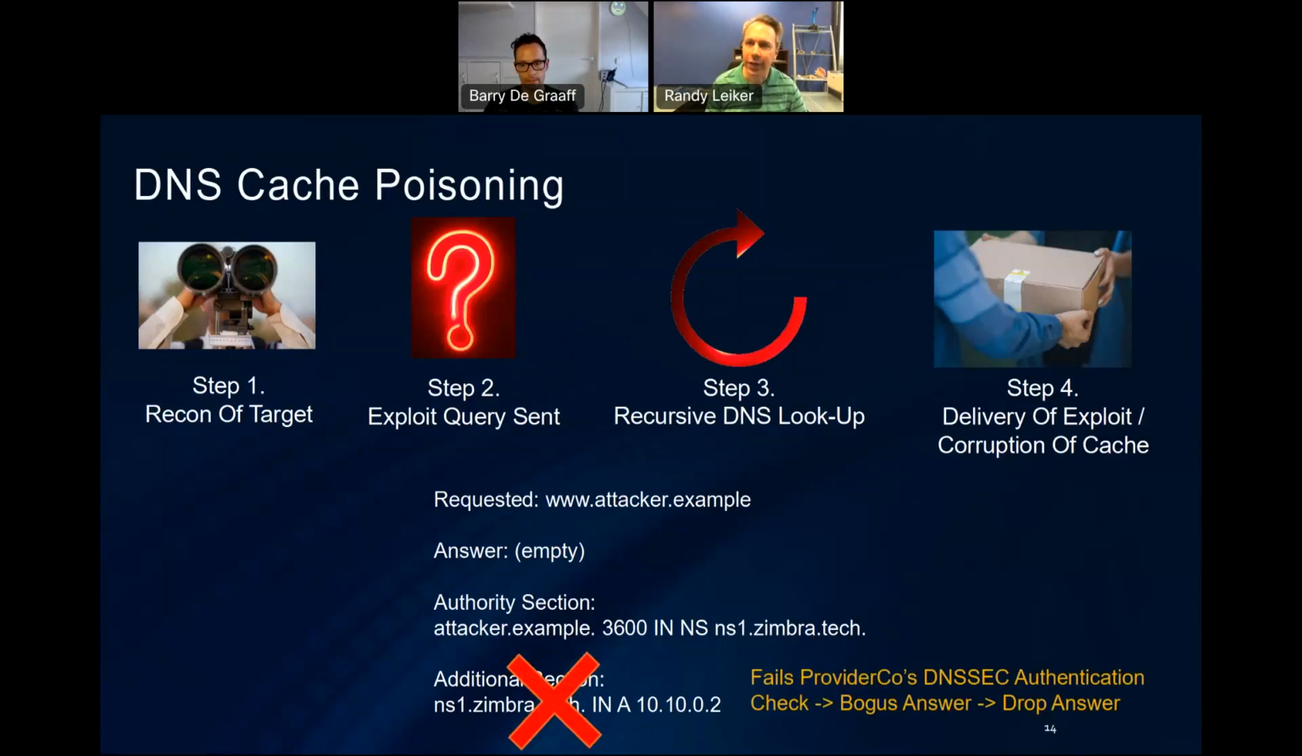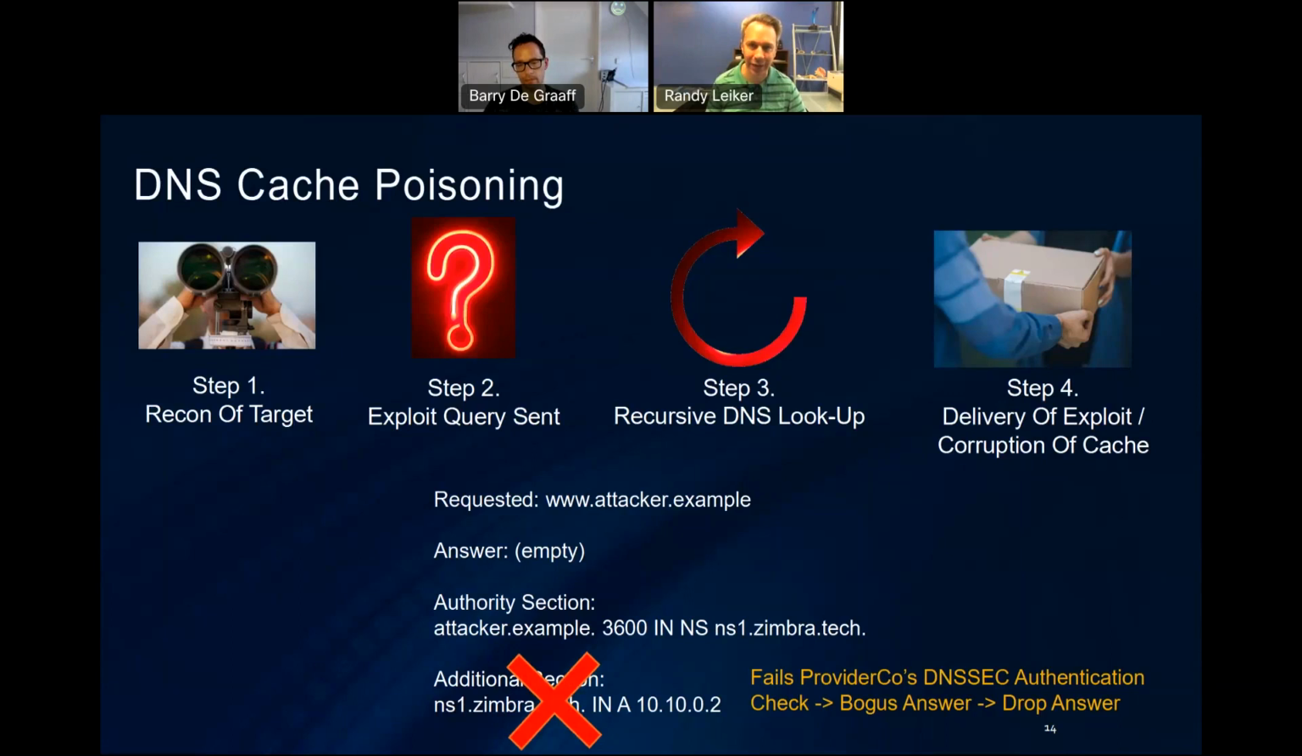Now, while there are additional safeguards built into most modern DNS servers to make DNS cache poisoning difficult, these safeguards do not make cache poisoning impossible for determined adversaries. But if the domain name owner for Zimbra.tech and ProviderCo had both deployed DNSSEC on their servers, then all varieties of DNS cache poisoning will always fail.